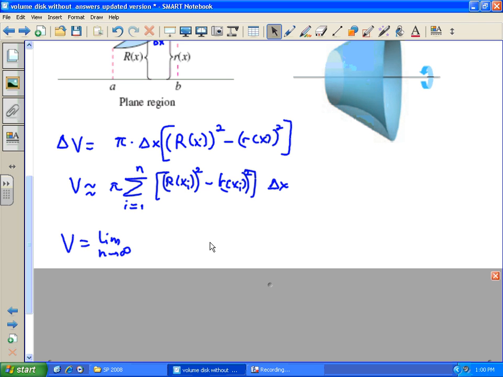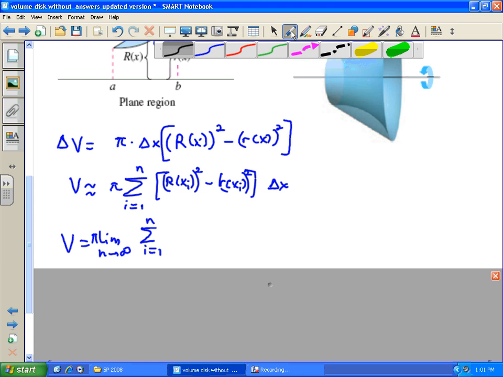So again, pi is a constant. I can just take it outside of everything if I need to. Take the pi outside, and the limit of a sum. So we're just taking a limit of the same exact thing as you see above, as i goes from 1 to n. The first thing I pulled out was the pi, right, 3.14. First capital R squared minus little r squared times delta x.